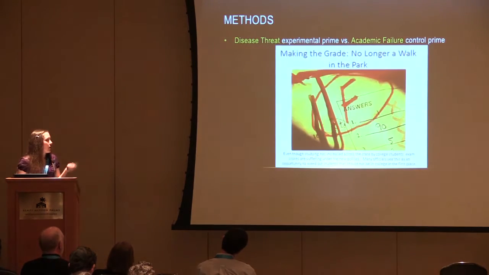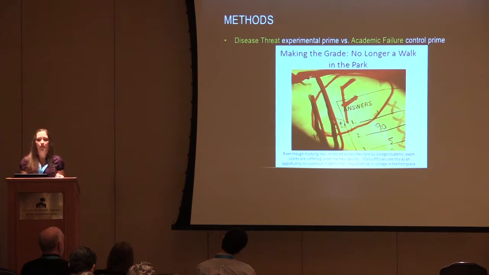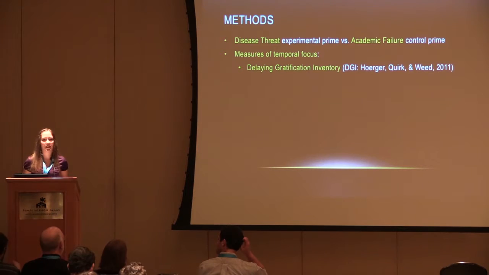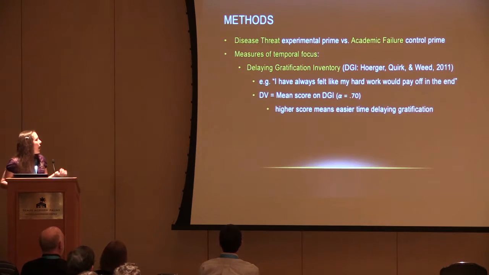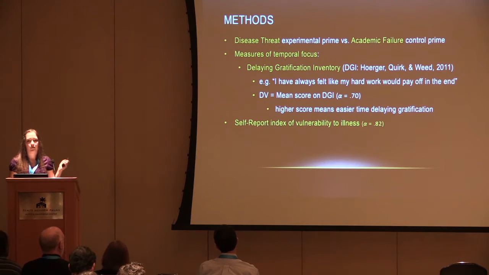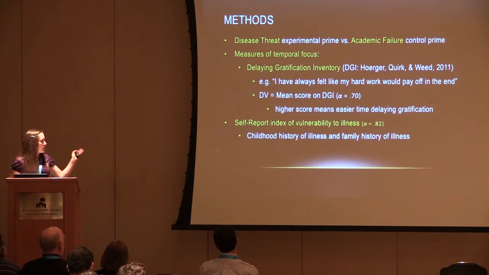If they didn't see that, they saw another negative prime about the rise of academic failure, which discussed how colleges in Texas were raising their standards and how more people were failing out as a result. Also not pleasant if you're an undergraduate. And so again, we gave them the same delaying gratification inventory with a higher score indicating an easier time delaying gratification. We gave them the same measure of vulnerability to illness, which is the developmental and familial history.